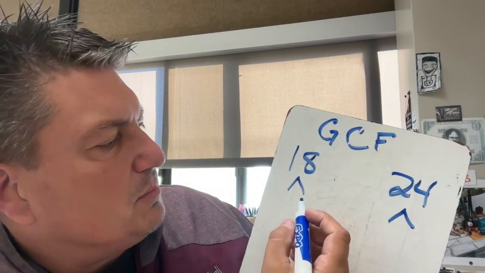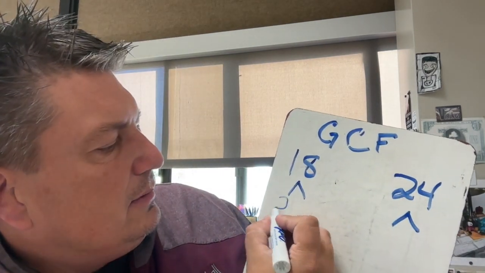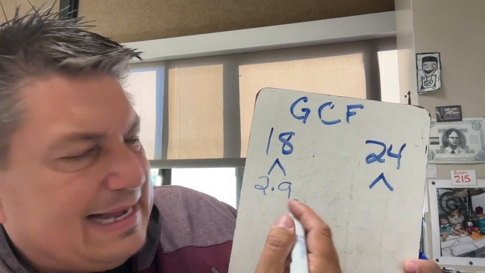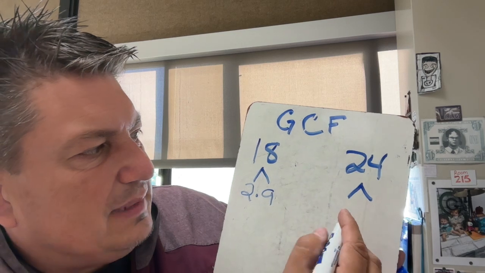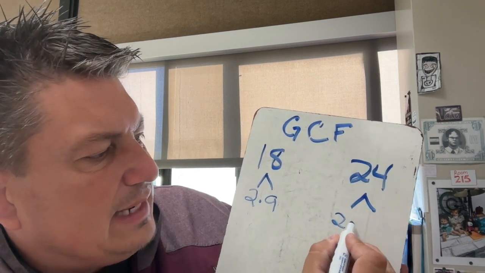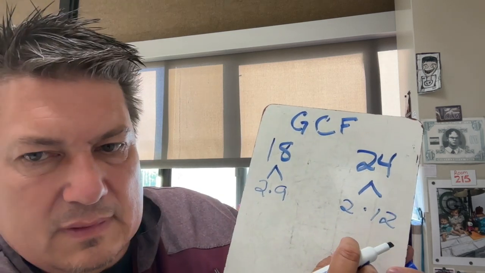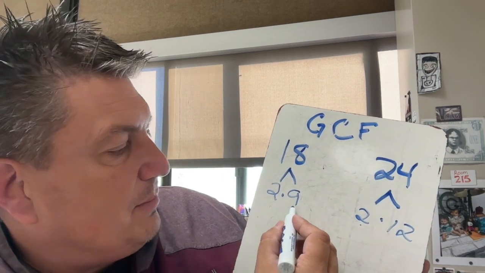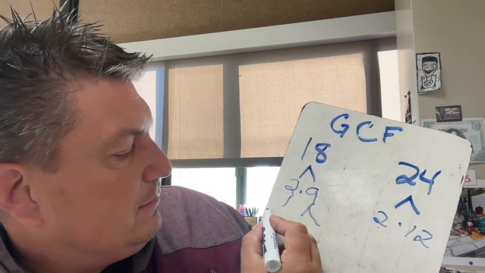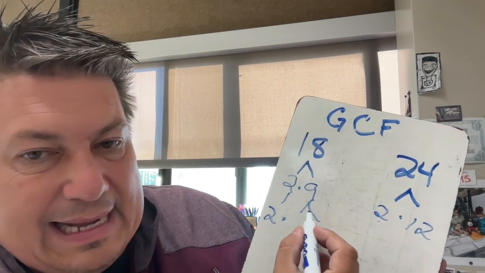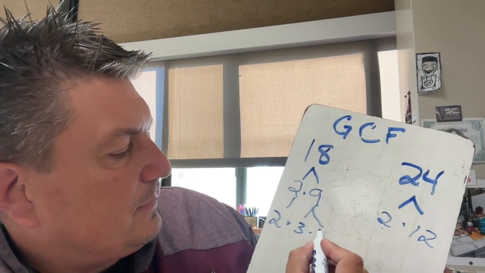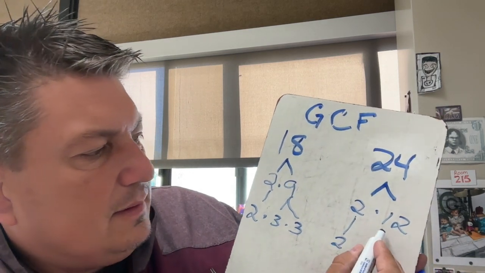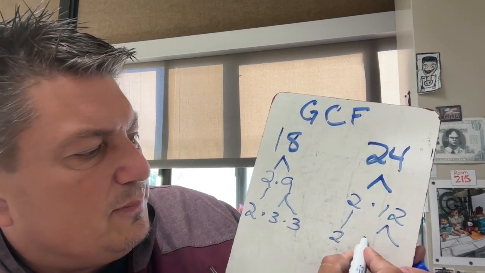What numbers multiply to give us 18? 2 and 9, 2 times 9, and that dot means multiply. What numbers multiply together to give me 24? 2 times 12. 2 is prime, but 9 isn't. You can break down 9 even more. 9 is 3 times 3. 2 is prime. 12 can be broken down into 4 times 3.